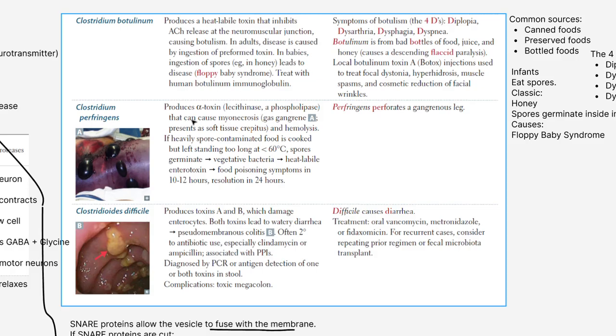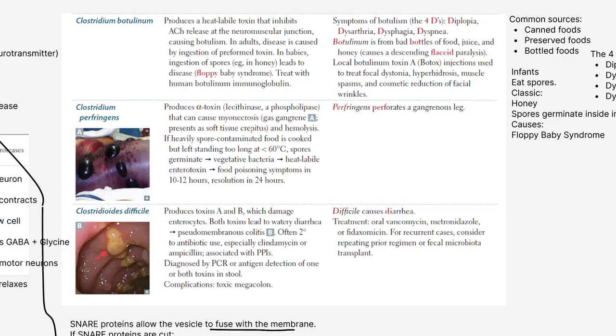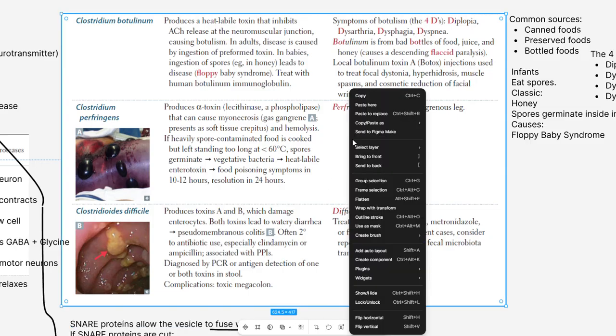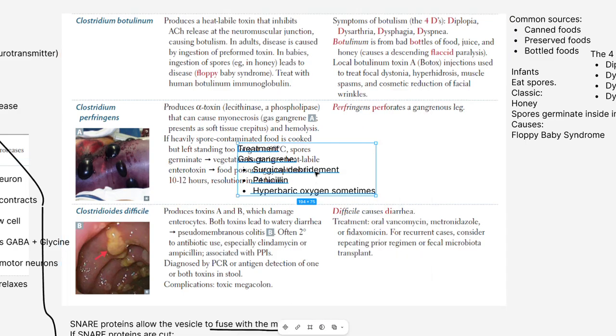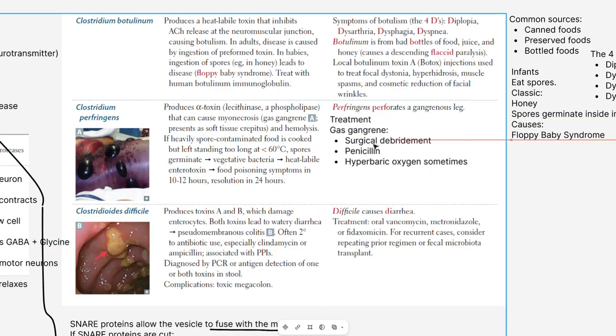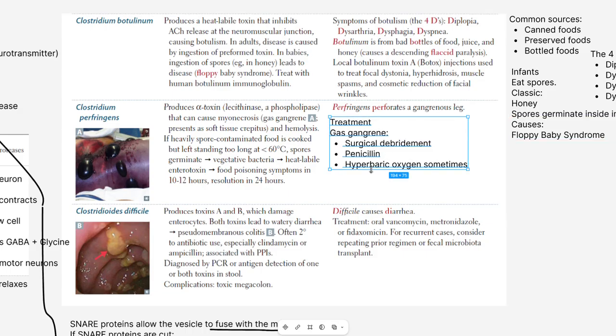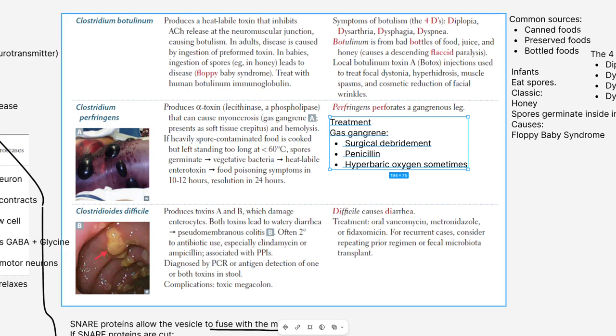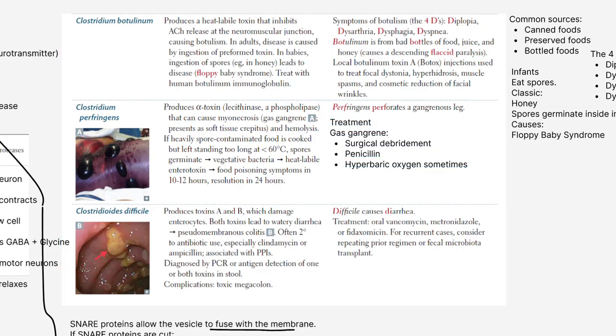Okay, so what's the treatment for gas gangrene? For gas gangrene, the treatment is surgical debridement. You give penicillin and you give hyperbaric oxygen sometimes. The thing is that since this bacteria is an anaerobe, it survives without oxygen, so hyperbaric oxygen sometimes helps kill it. Remember that perfringens perforates tissues. Think about gas gangrene whenever you think about perfringens.